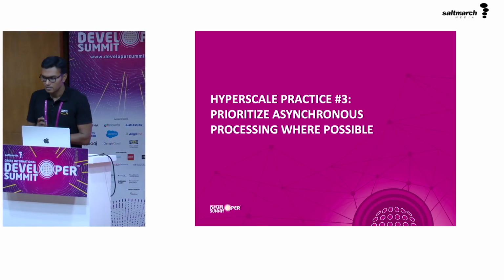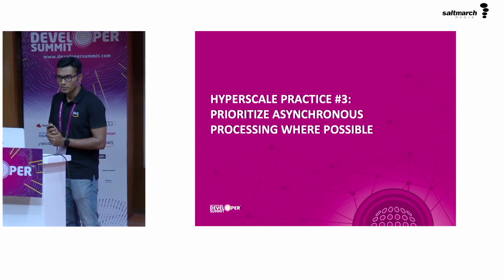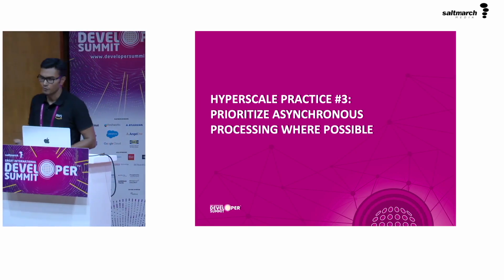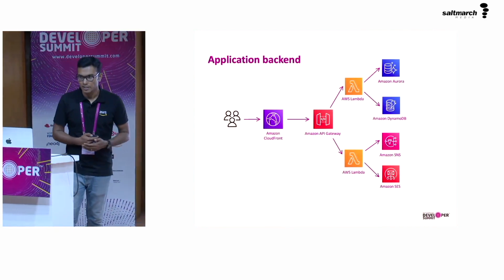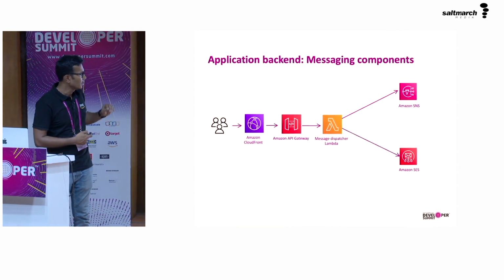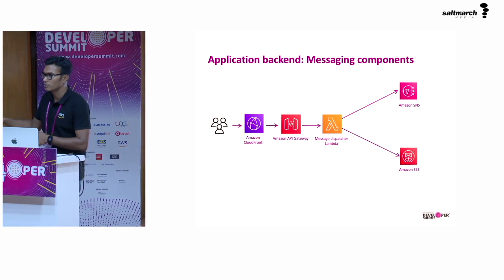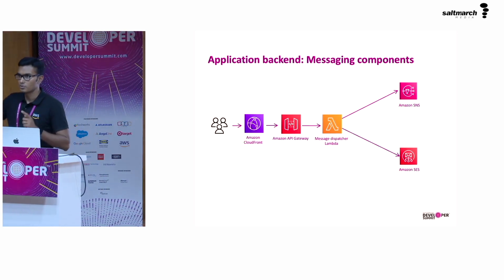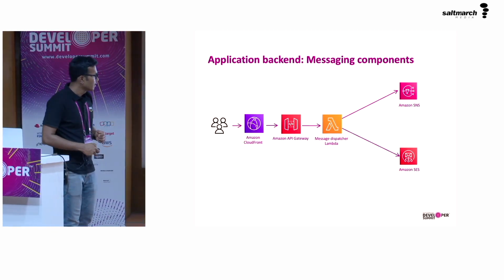All right, so let's take a look at the third best practice, right? Asynchronous. Wherever possible, asynchronous should be your default. Revisiting our architecture again, we're going to look at the messaging bits of it. The request from API Gateway goes into your dispatcher Lambda function, and then it goes to SNS, and then it makes another call to SES.